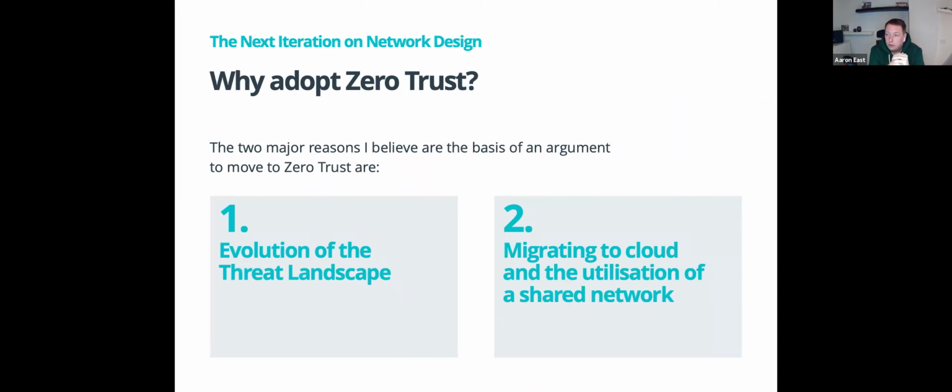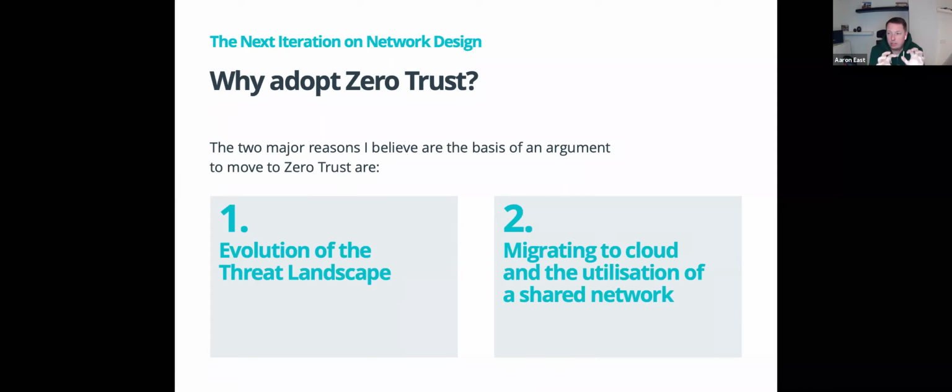So if you're migrating and adopting the cloud, like many organizations are, you're moving to a shared network. You really need to rethink your security model when moving to the cloud. It is not the same. I think that's one of the major things. And then the evolution of the threat landscape. Yeah, these are the reasoning behind making this change.